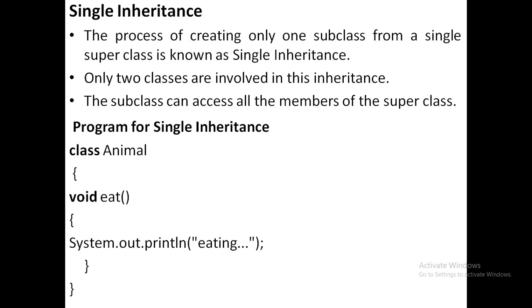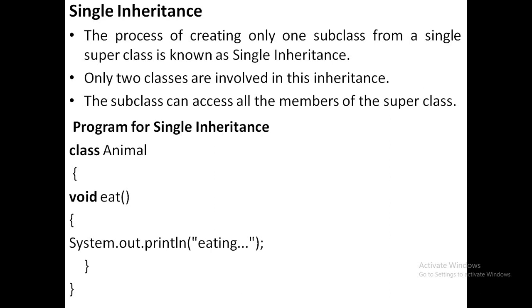Single inheritance. The process of creating only one subclass from a single superclass is known as single inheritance. Here only two classes are involved. The subclass can access all the members of the superclass. So let us see a program for single inheritance.